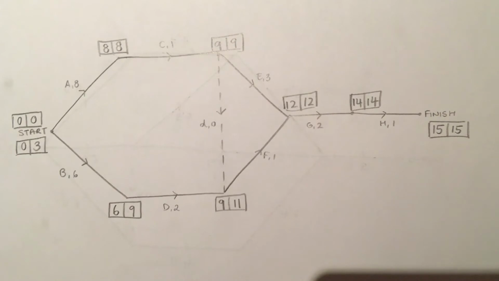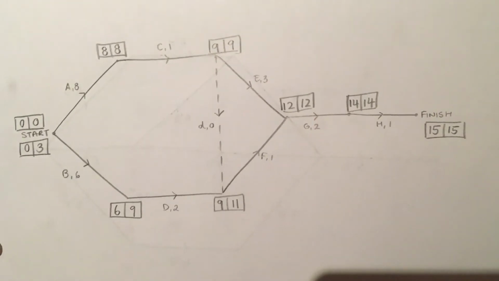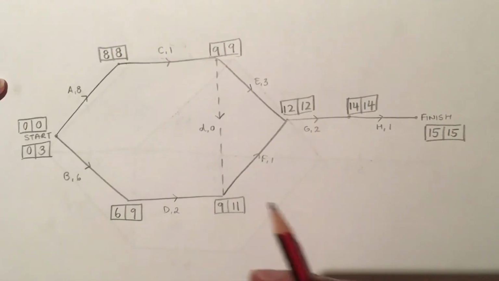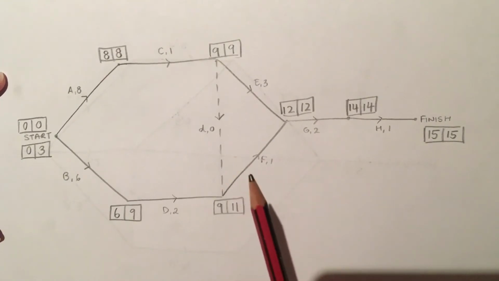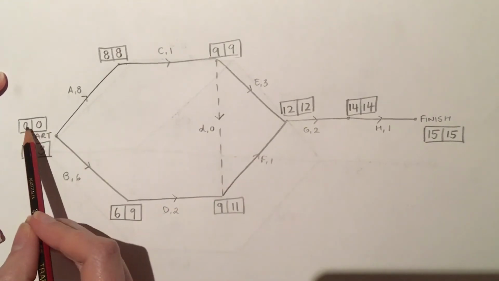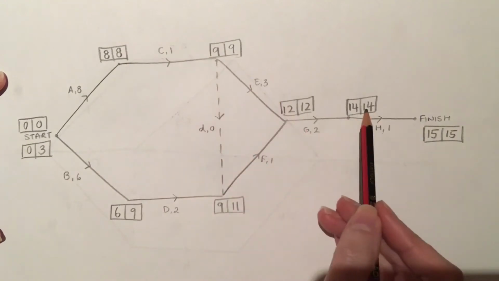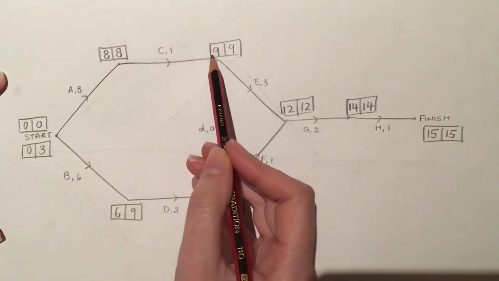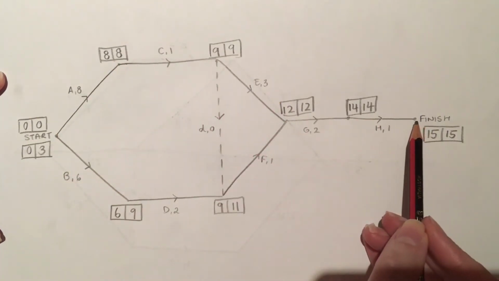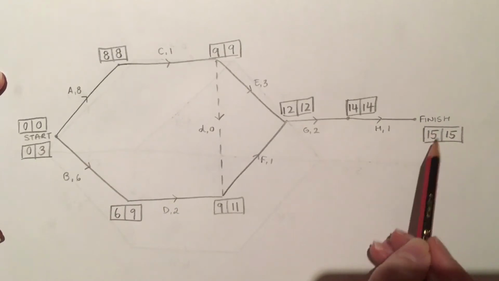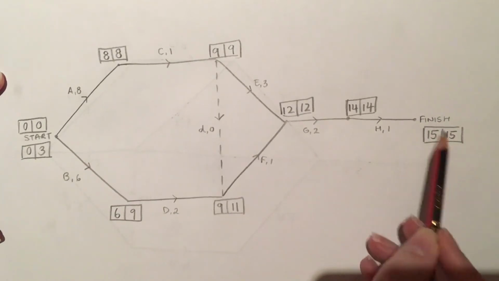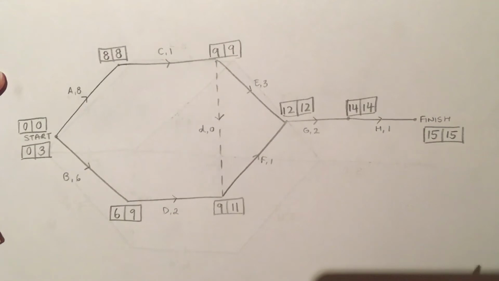All right, let's have a go at another one. For starters, like I've already pointed out in another video, the critical path is 0 0, 8 8, 9 9, 12 12, 14 15. So it's A, C, E, G, H. So they're the jobs that can't be delayed without delaying the overall minimum completion time for the project, 15 days.